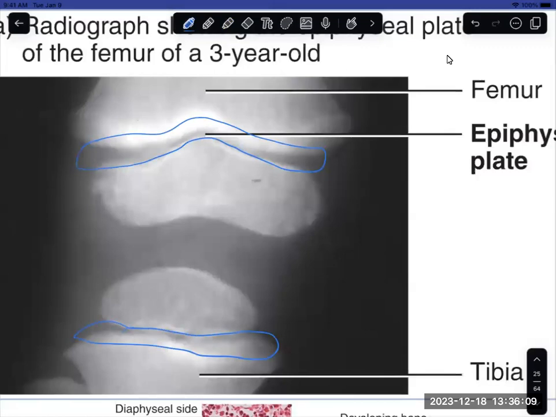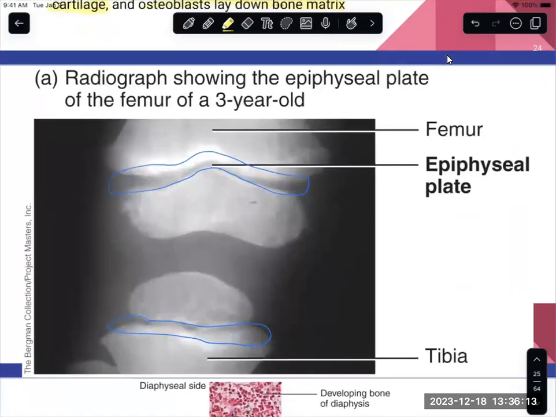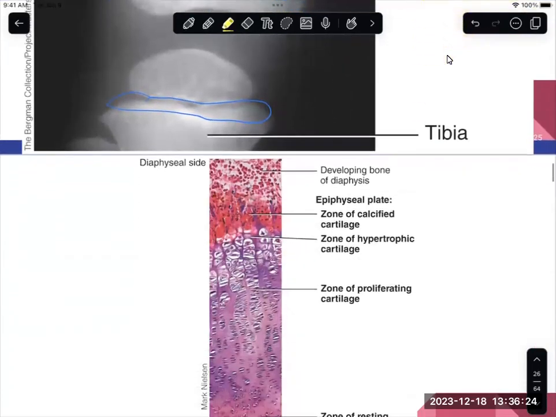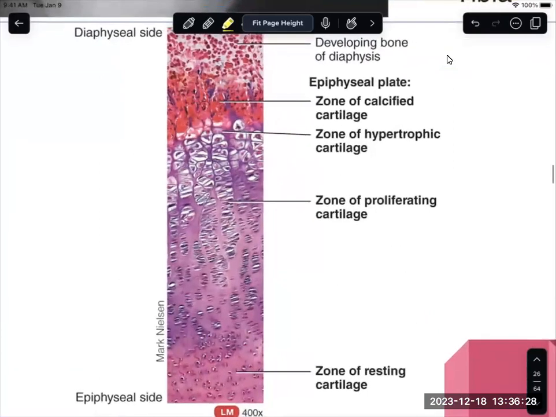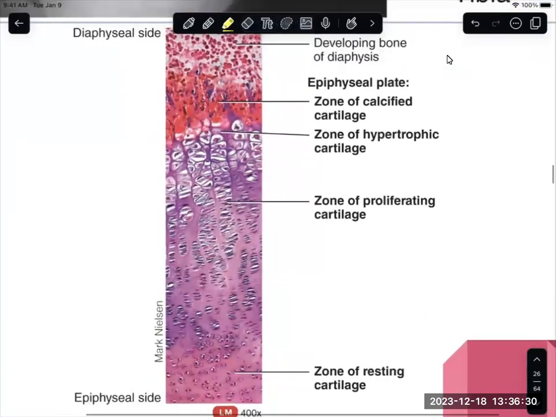This is just how X-rays look in anyone who still has a growth plate, or that epiphyseal plate. Same exact thing. It's just where bones are growing. So let's look at what is happening. We mentioned the different areas of a growth plate. Now this is histologically what it looks like.